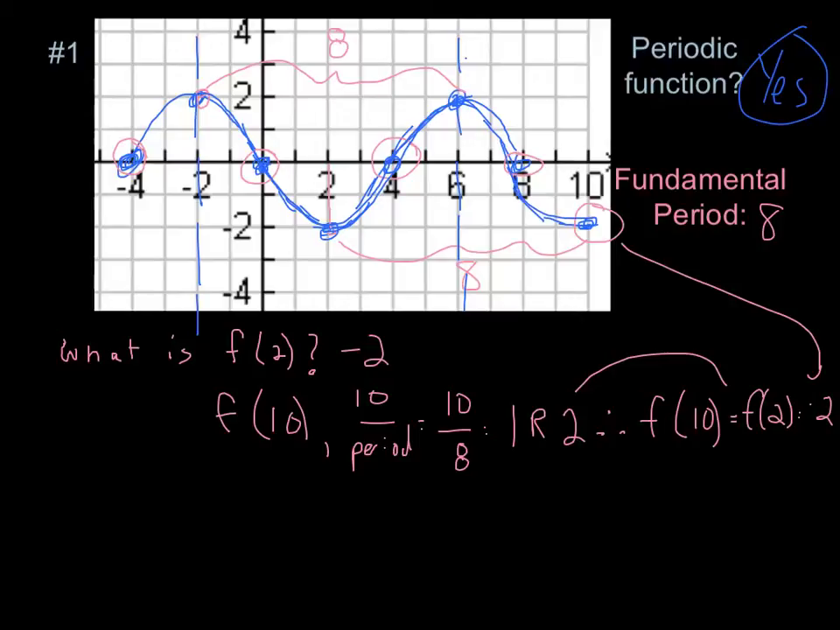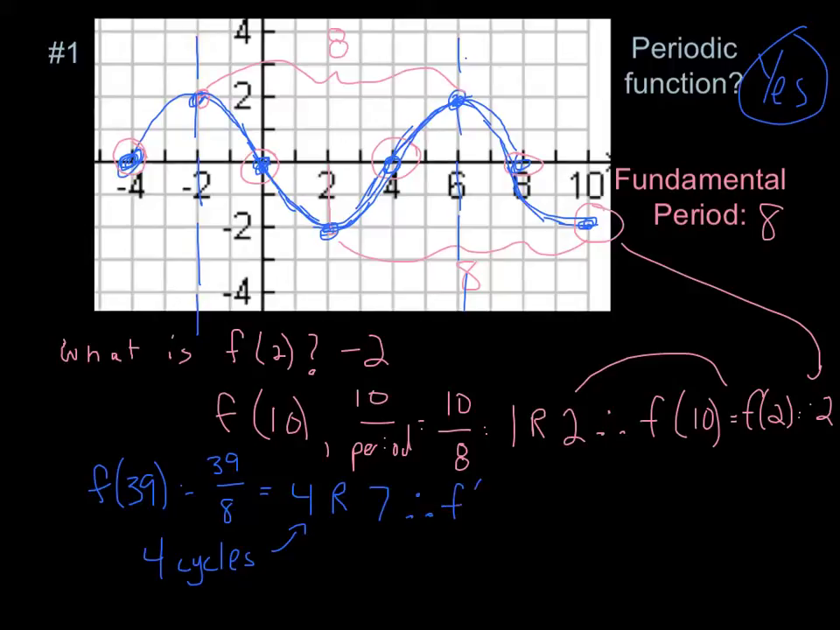So let's practice that new little trick we just came up with. Find f of 39. We'll take the 39 divided by the period. 8 goes into 39 4 times. That means it goes through 4 full cycles. 4 remainder with 7 left over. Well, therefore, f of 39 is the same as f of 7.